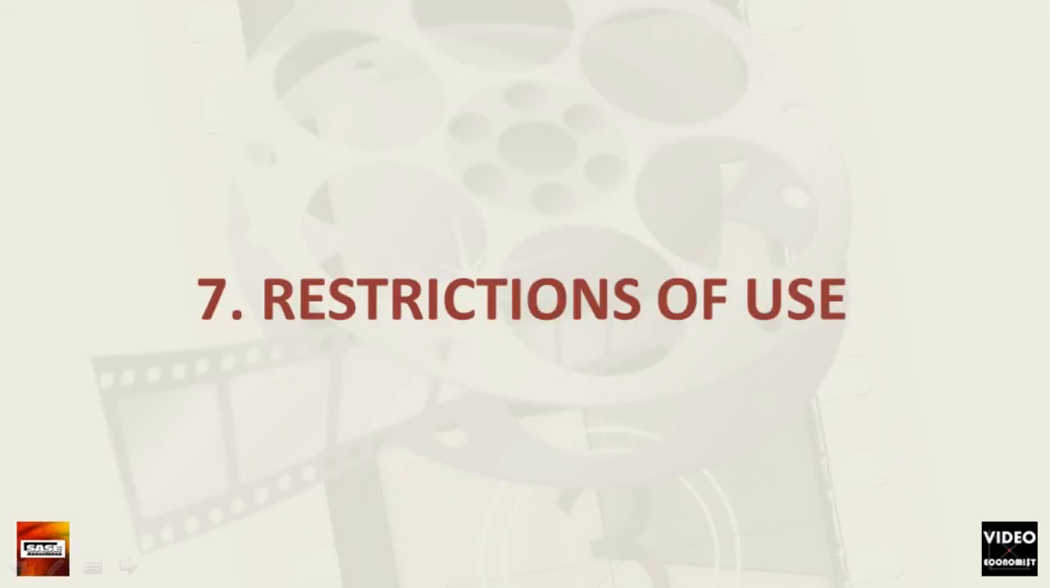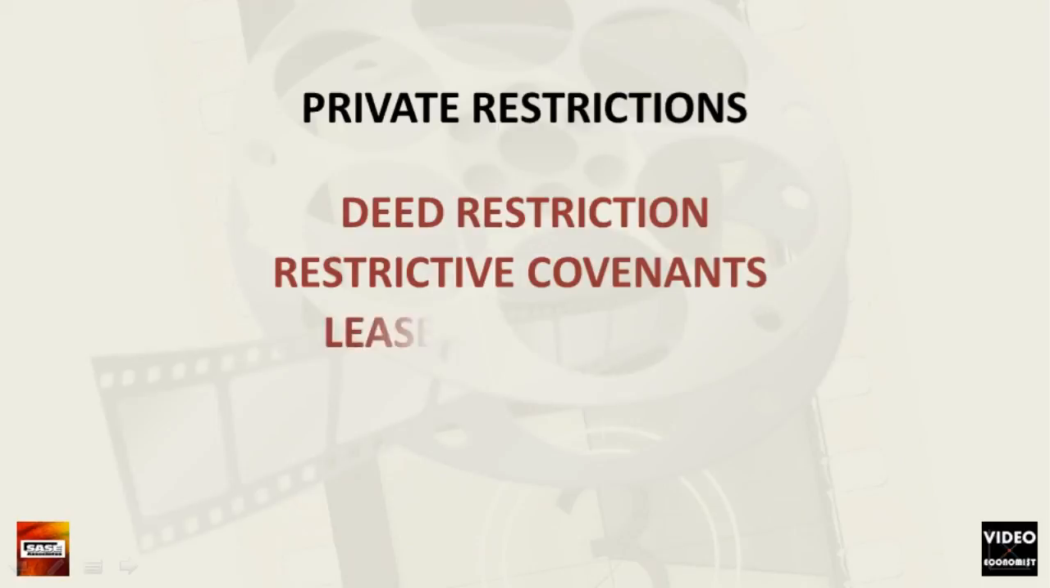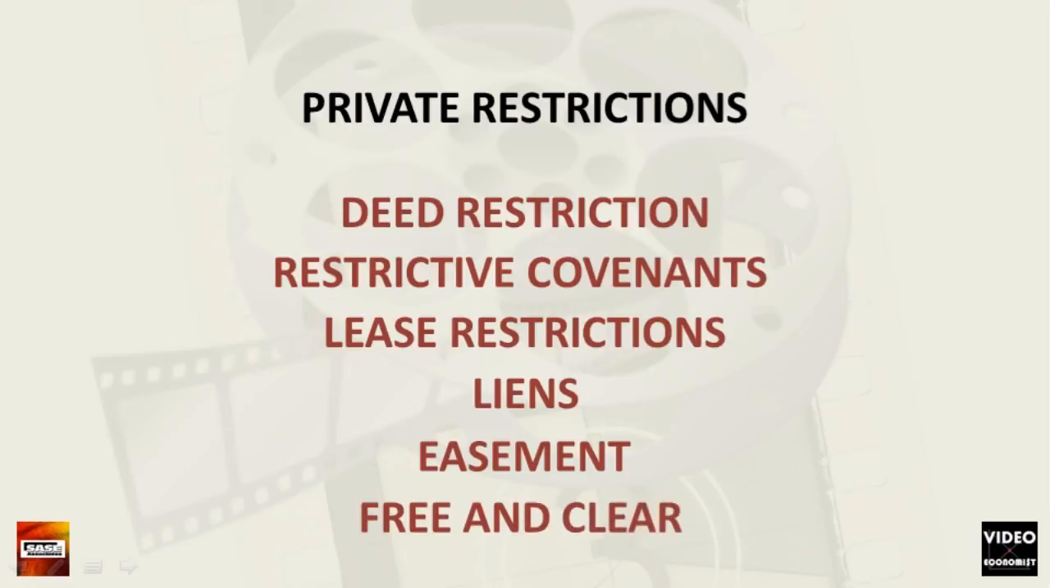The restrictions of use of a property can be either private or public. The private restrictions may be deed restrictions actually written into the deed, or some restrictive covenant that is added to that. There may be a restriction listed in a lease as to how many people may live in a property, whether there can be pets, or liens are an obligation that can't be collected immediately. And we'll talk about easement in a second, but what we're looking for is deeds which are essentially as free and clear as possible.